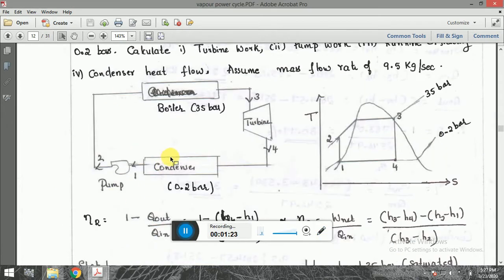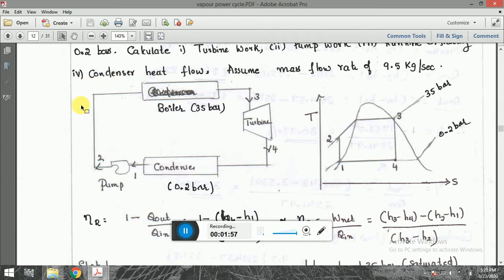Before solving this problem, we should understand the basic principle of a Rankine cycle. In a Rankine cycle, there is a boiler at a pressure of 35 bar. The steam enters the turbine at 35 bar and expands to a pressure of 0.2 bar. Then after it condenses, the vapor gets converted into liquid, and the liquid is pumped from the condenser into the boiler.